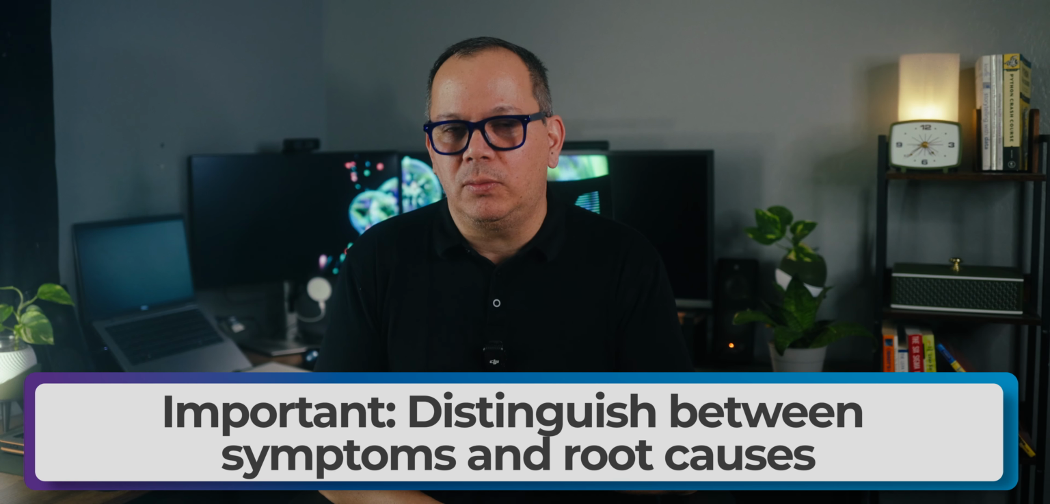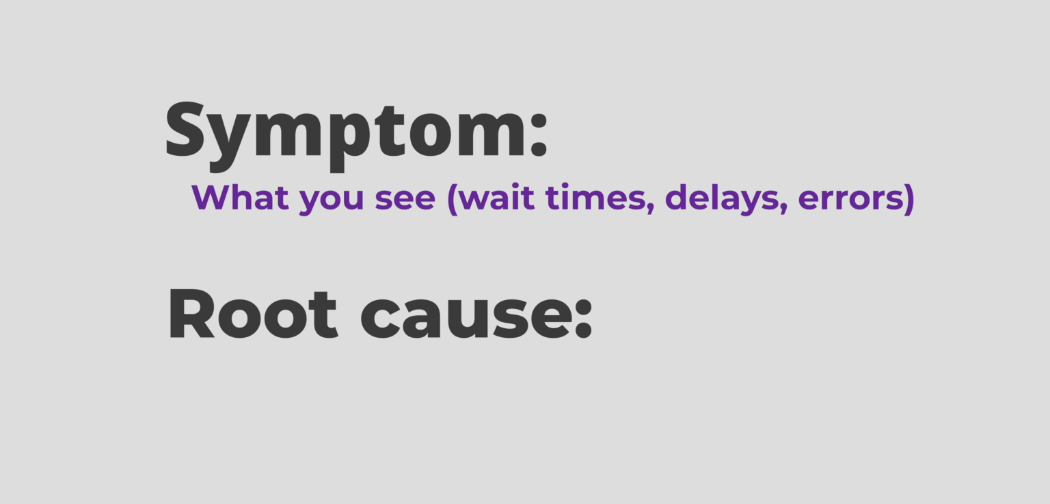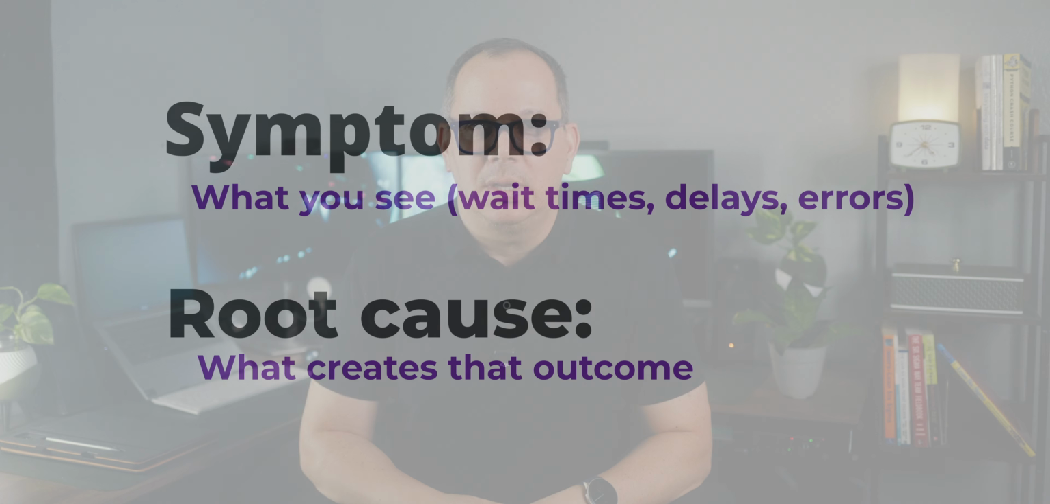This is one of the most important concepts in the entire course: the difference between a symptom and a root cause. A symptom is what you see: long wait times, delays, errors. A root cause is what creates that outcome. Let me give you an example. Symptom: lab results are delayed. Quick reaction: tell the lab to work faster. But that doesn't fix anything because the real issue might be samples sitting too long before transport, incomplete orders, or workflow timing problems. If you don't fix the cause, the problem never goes away.